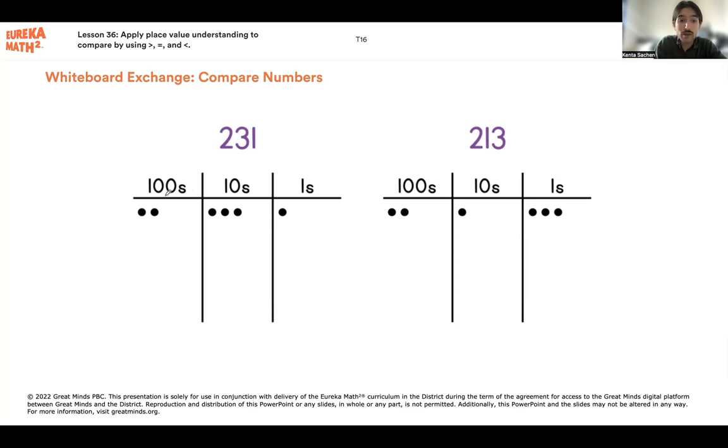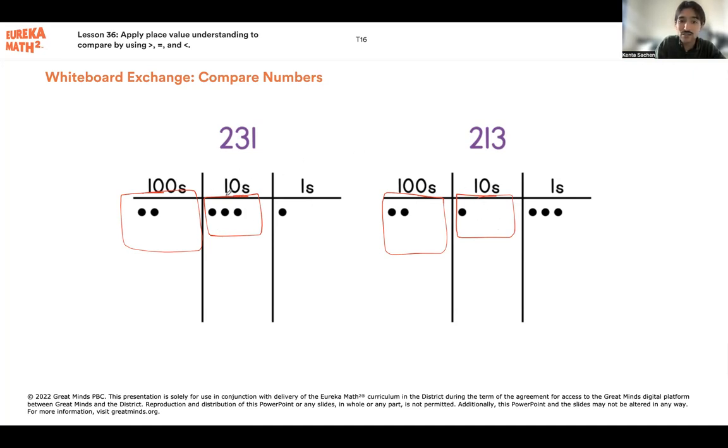We're going to start by comparing our hundreds. 200s and 200s, they're the same. So now we're going to move on to comparing our tens. Which number has more tens? The left or right? Which number has more tens? Point.